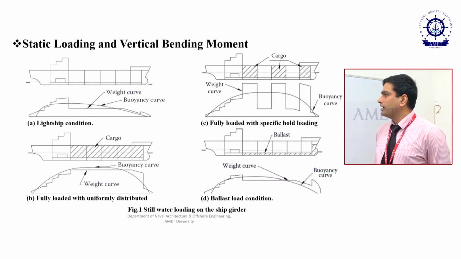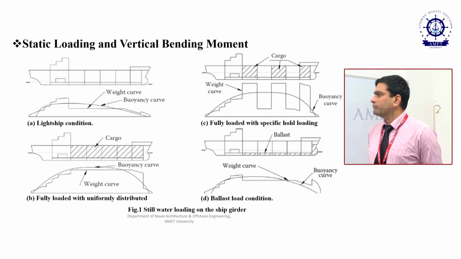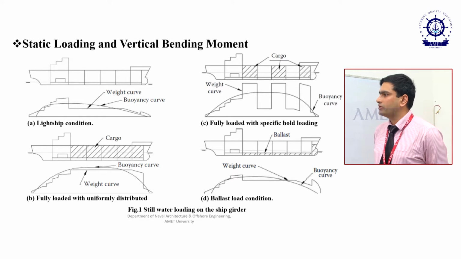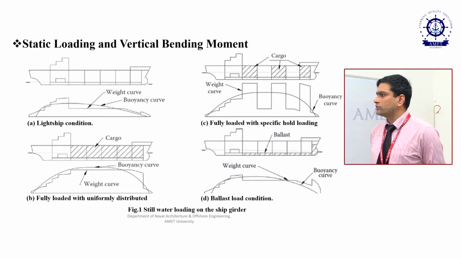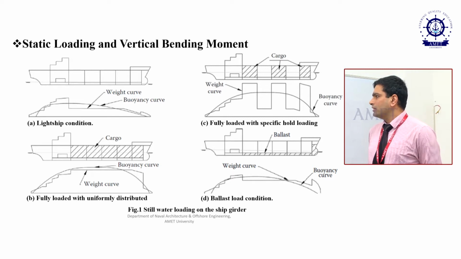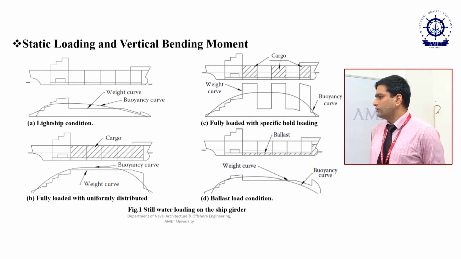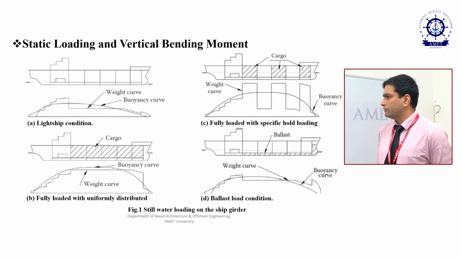Whereas you can see that in the light ship condition, where only the structural weight and the machinery weight is coming, it has a particular weight curve and the buoyancy curve distributed along the length. And when the ship is fully loaded uniformly, it is shown in the figure 1b diagram, where the fully loaded condition is shown, and the buoyancy curve and the weight curve have again changed because the load has been added. And since it is maintaining an equilibrium, we can see in the diagram how the change in the load curve has taken place from the previous figure.